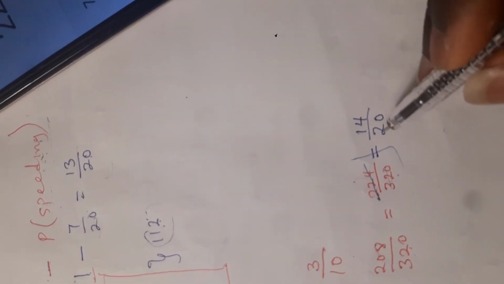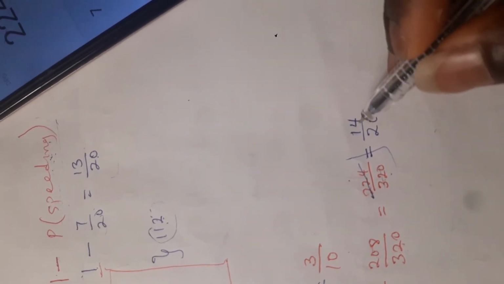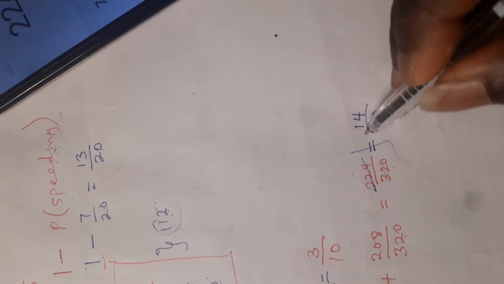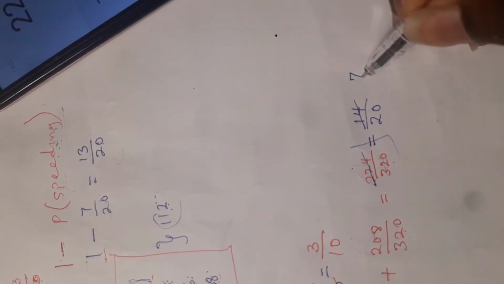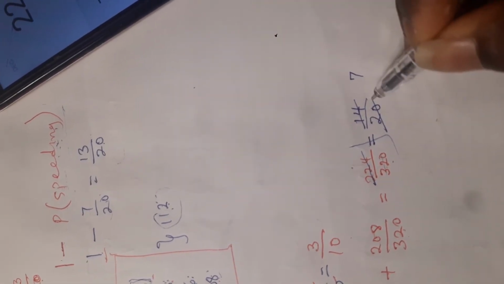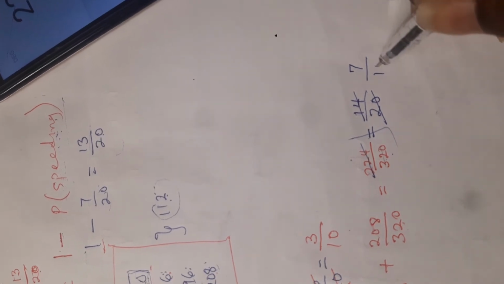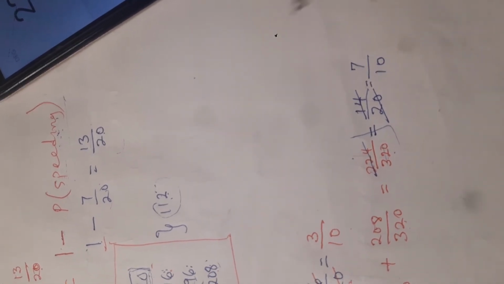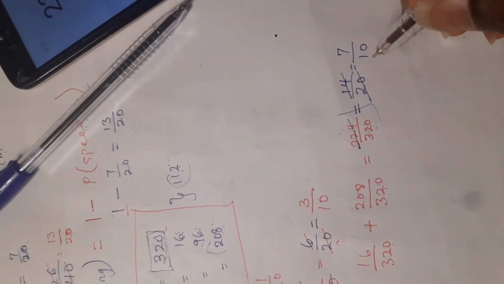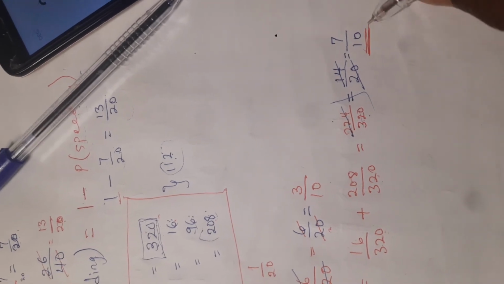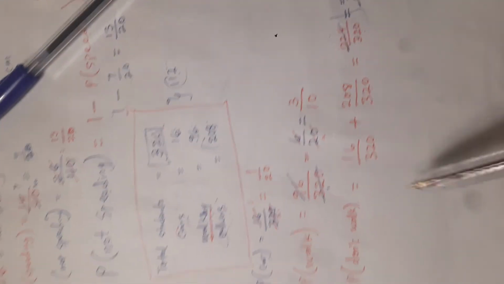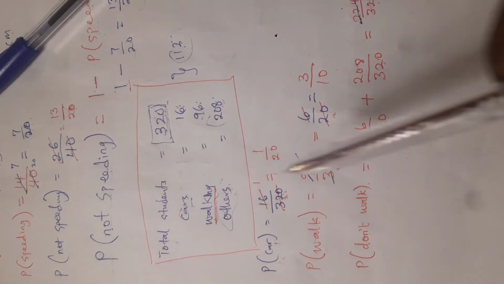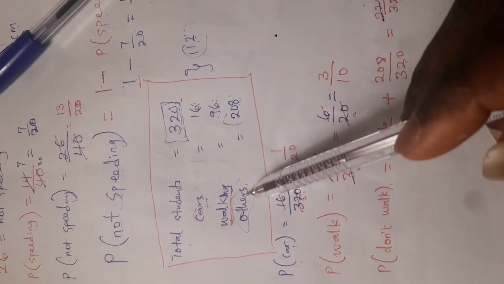Now what will be the simplest form? Let me see. 2 can divide 14 7 times, and 2 can divide 20 10 times. So this is your answer. The probability that they don't walk to school is 7 over 10. Can you see? They don't walk to school means they can use a car or others.